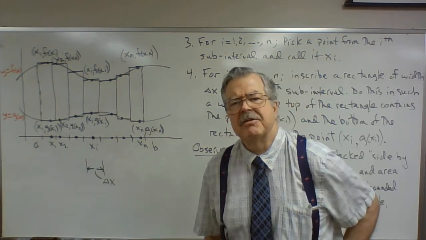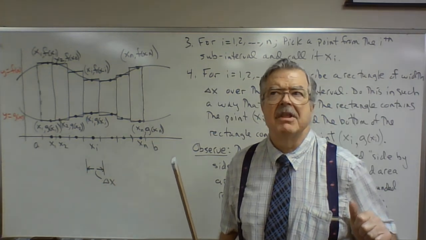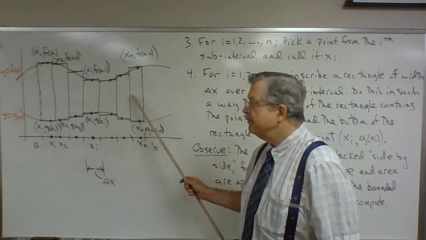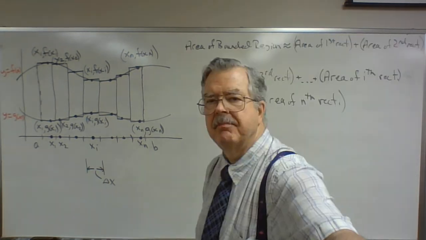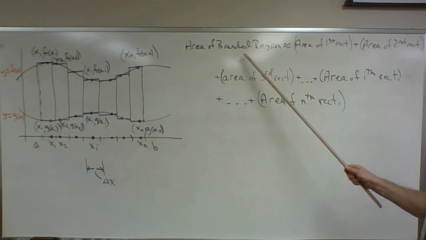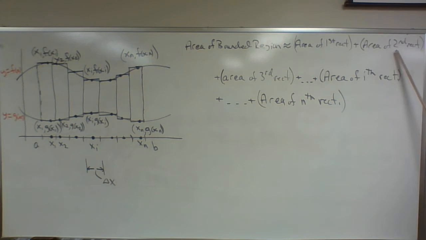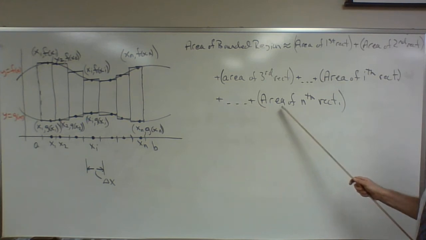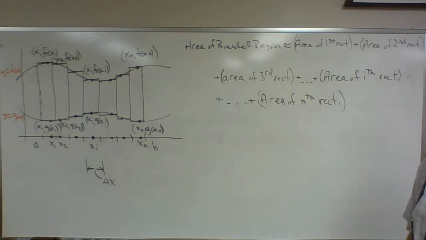So here's what I suggest. I suggest a compromise. Instead of trying to compute the area exactly, let's just add up the areas of these rectangles and approximate the area of the bounded region. Let's do that. So here's my idea. The area of the bounded region is approximately equal to the area of the first rectangle, plus the area of the second rectangle, plus the area of the third rectangle, plus dot, dot, dot, plus the area of the ith rectangle, plus dot, dot, dot, plus the area of the nth rectangle. If we add up the areas of all of these rectangles, we get approximately the area of the bounded region.